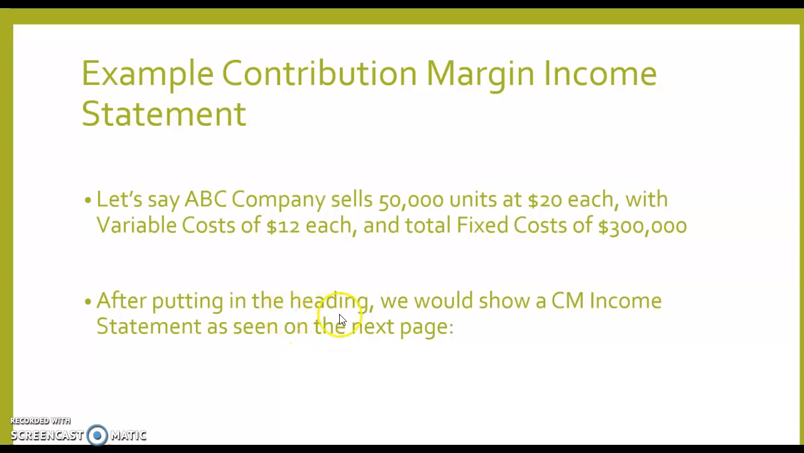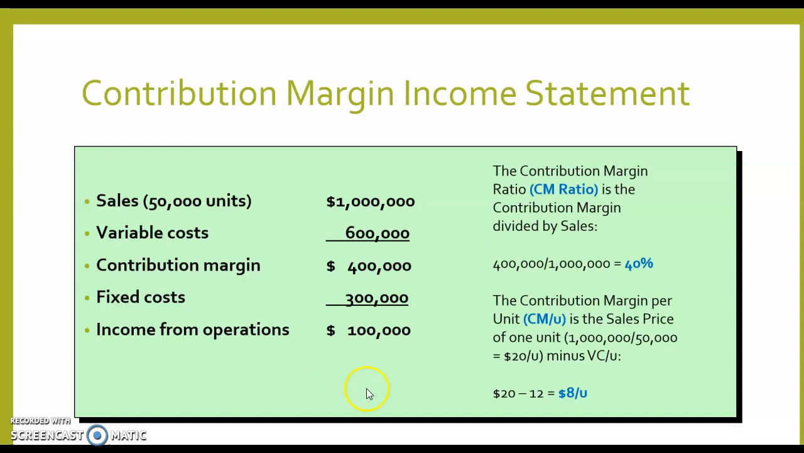So after we put in the heading, remember we always have a heading, we would show the contribution margin income statement. We would have sales, 50,000 units times 20 is 1,000,000, okay, minus our variable cost, that was 50,000 units times $12 a piece, that's 600,000. So 1,000,000 minus 600,000 is our contribution margin of 400,000. Then we had our fixed costs, which they told us was 300,000. We subtract that, we get income from operations, also known as operating income, of 100,000.